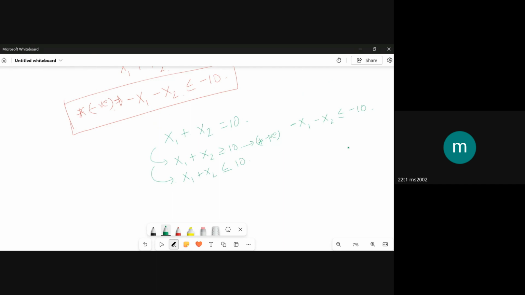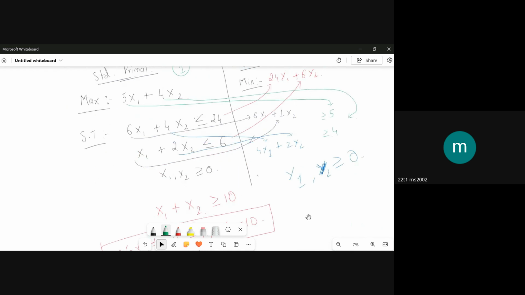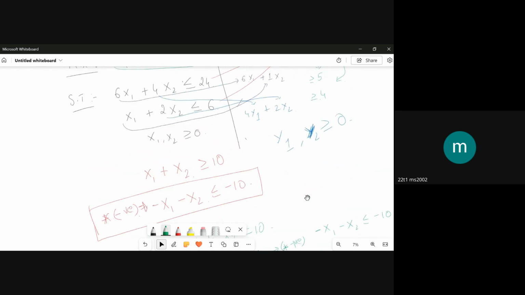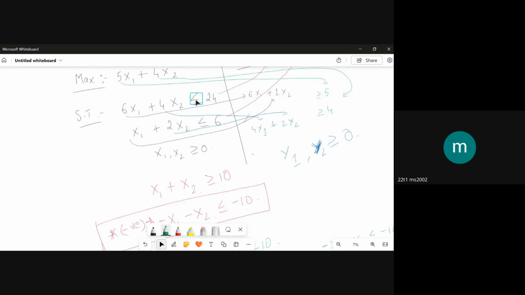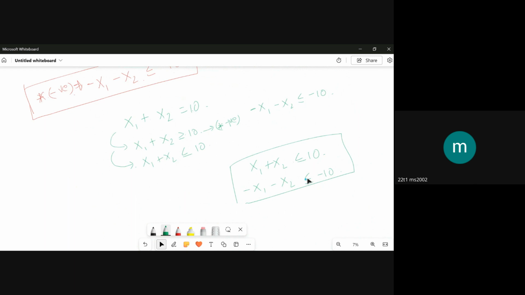So the original problem will now have two additional constraints, which are x1 plus x2 is less than or equal to 10, and minus x1 minus x2 is less than or equal to minus 10. So this will get added to the problem. Whenever you have an equal to constraint, you will have one additional. So if I originally started off with 1, 2, 3 constraints, I would end up in the standard form of the primal having 1, 2, 3, 4 constraints. Which means how many decision variables will I have in the dual? Additional 2 variables. Yes, so you'll have 4 decision variables, one corresponding to each equation.